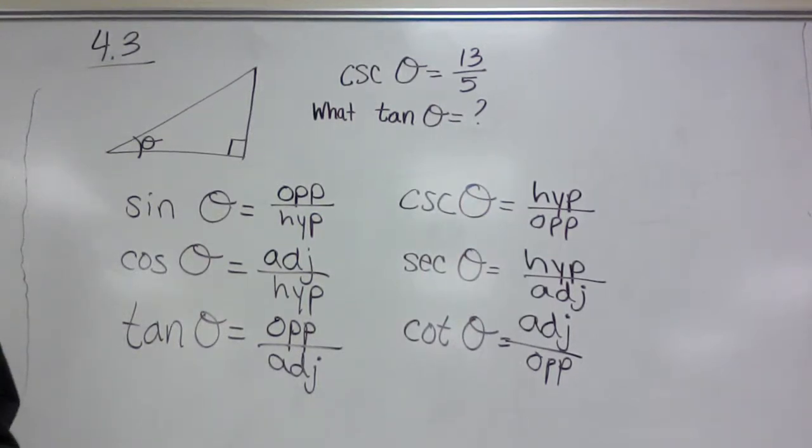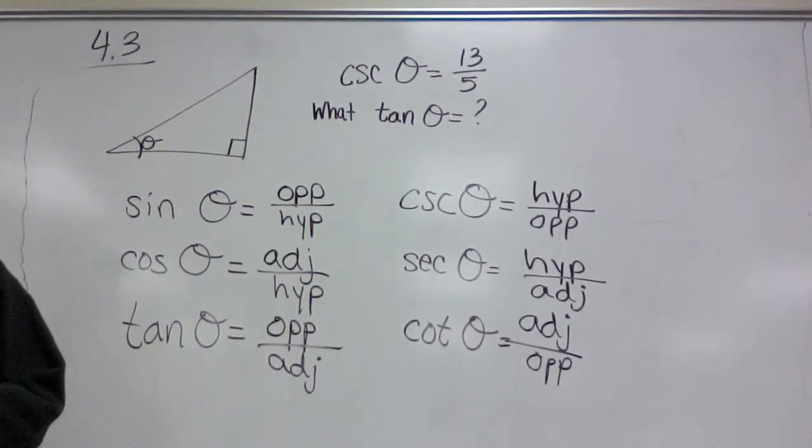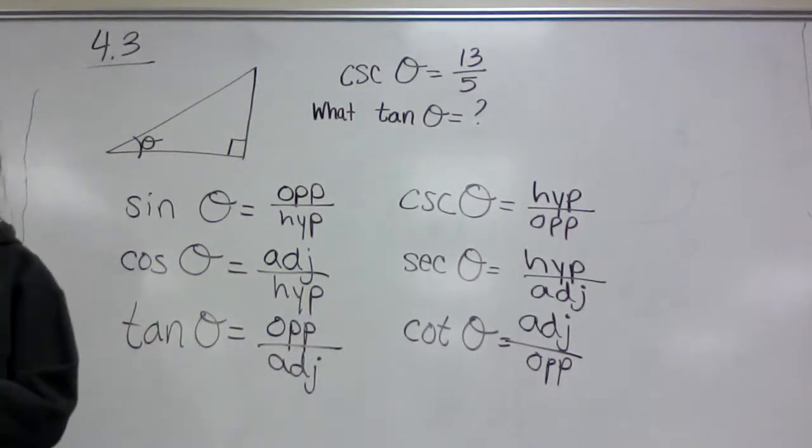Megan? You would have to figure out what theta is in the cosecant first. Okay, you could try to figure out what theta was. However, you don't actually need to do that. There's a way to do it without that. We don't need to figure out what the actual angle is. That's not what we're asked for. We're asked for the tangent of the angle.